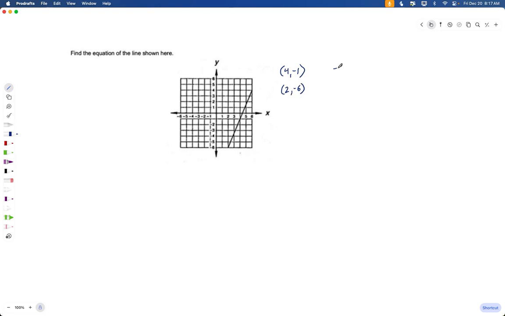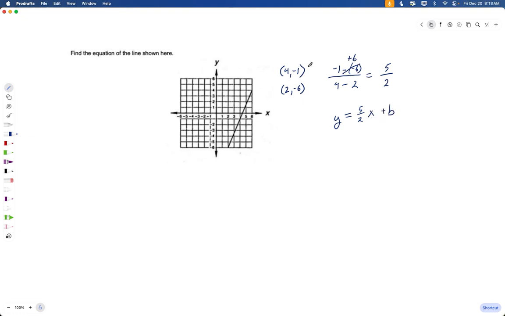So that's going to be -1 over 4 minus -6 over 2. And this is going to be +6. So this would be 5 over 2. That is my slope. So we start off with y is equal to 5 over 2 x plus b.